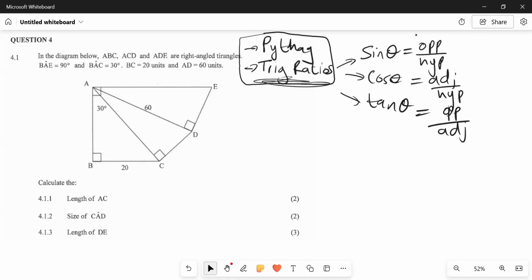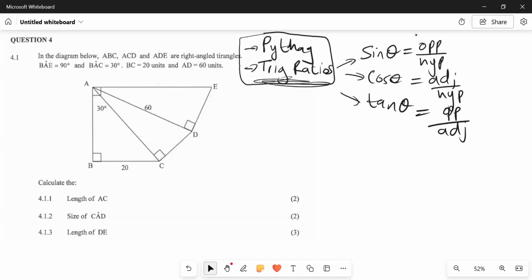Trig ratios or Pythagoras theorem. But it depends with the question, guys. It depends with the question. You cannot just guess and say, okay, I feel like I want to use Pythagoras theorem, or I feel like I want to use trig ratios. The question will direct you. So without waste of time, let's go to our question.